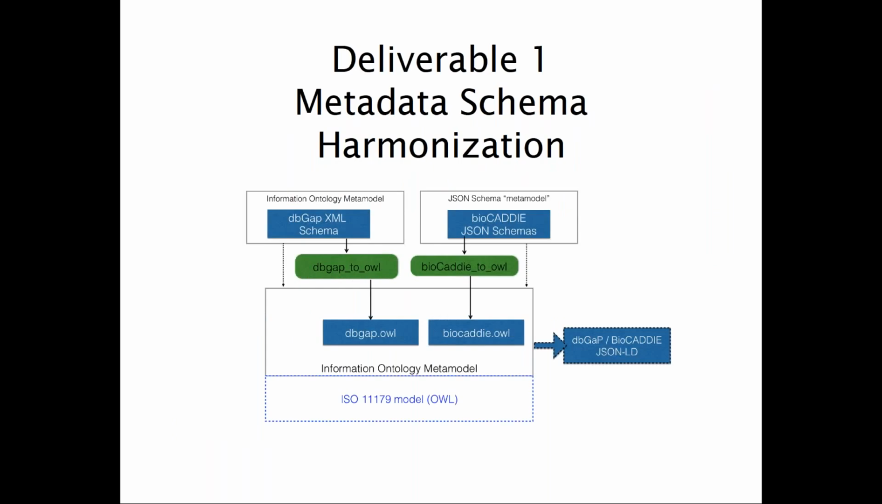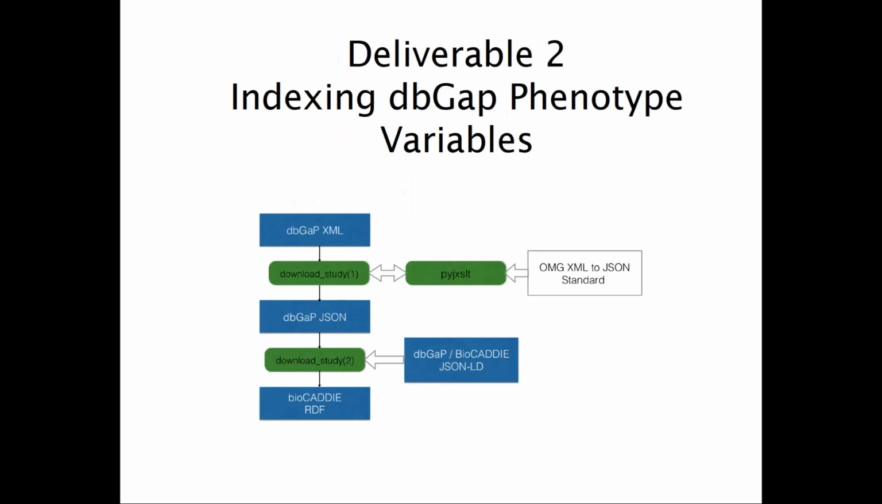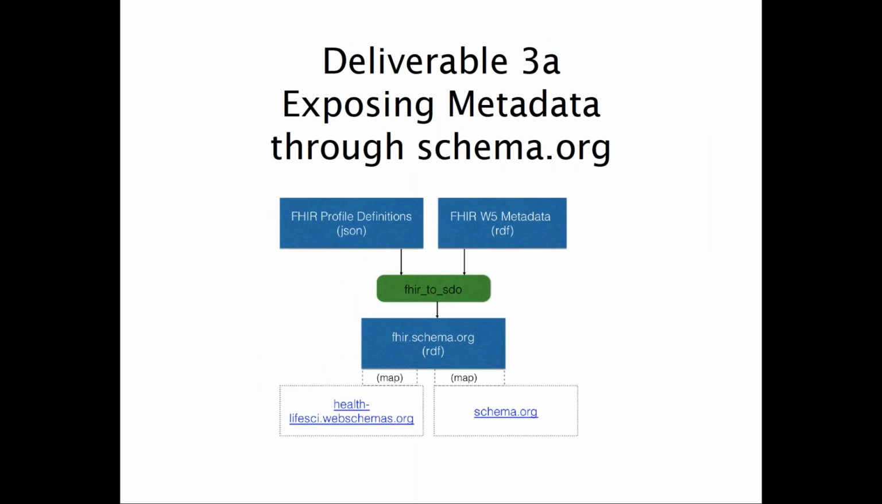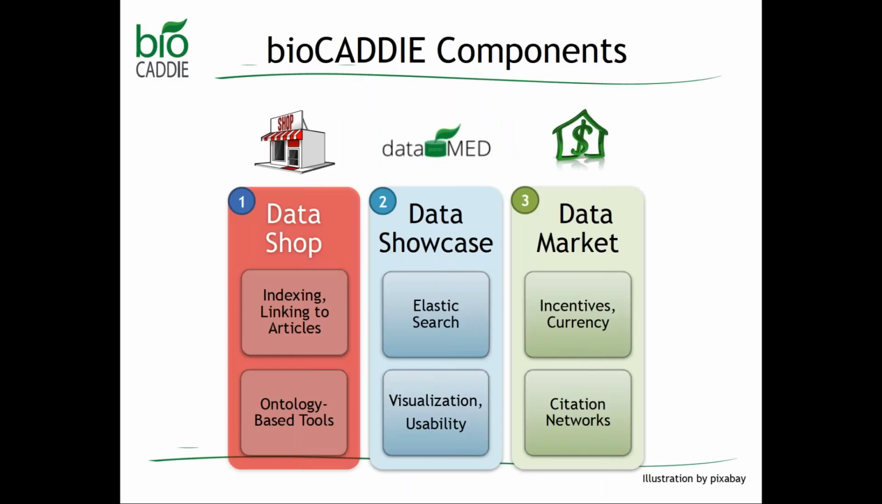One was metadata harmonization. The other one was indexing the BigApp phenotype variables. And the third one was exposing metadata through schema.org, which, as I mentioned before, is also our goal with DATS, with our metadata specification. So we're very happy to have these 3 pilot projects this year, and we'll have the natural language processing next year. And these are all, again, available for the community to come up with the best ideas.